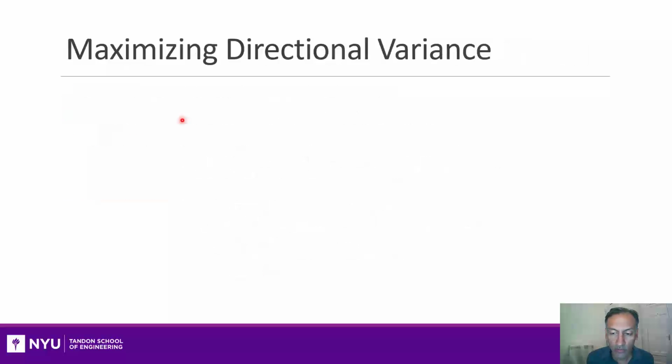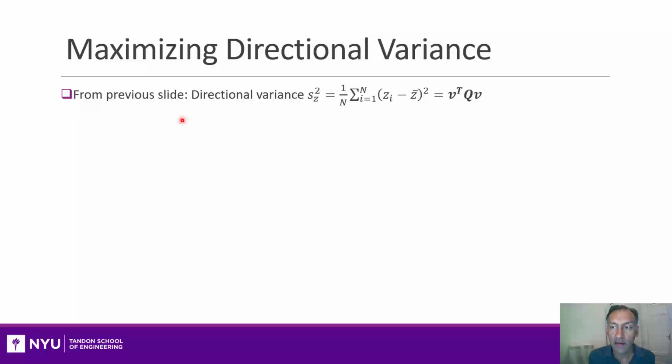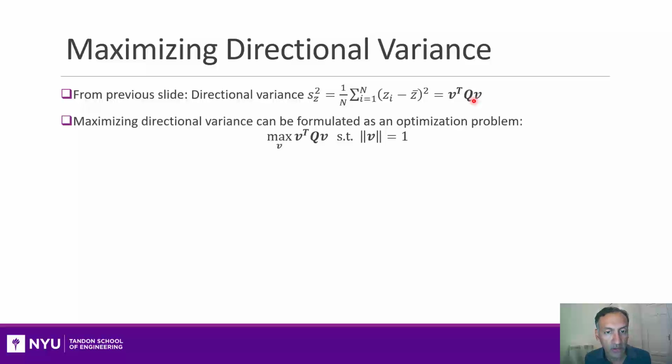Okay, so with those definitions, I want to show you how we can maximize the directional variance. So again, if we have a vector V from the previous slide, the directional variance along that direction is none other than V transpose QV, where Q is our sample covariance matrix. And if we want to maximize that quantity, we're going to do that subject to the vector having a unit norm. So this is a constrained optimization problem.